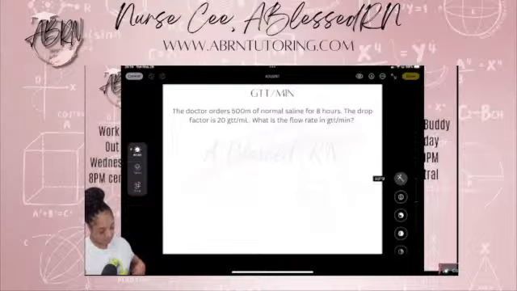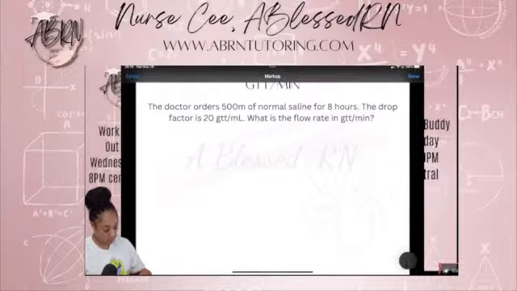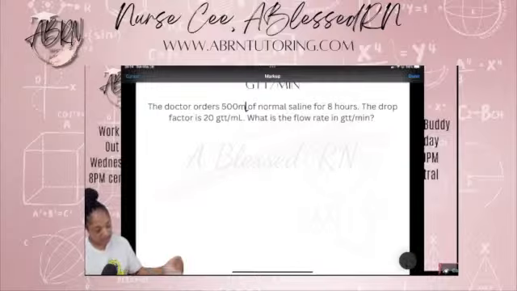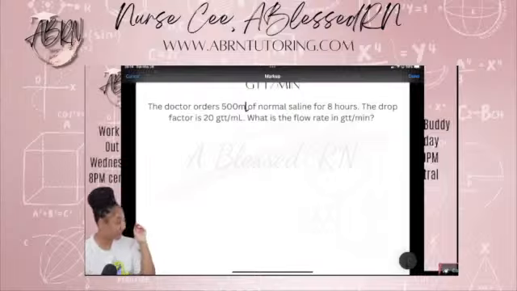Alrighty. So drops per minute. All right. The doctor orders 5 milliliter of normal saline for 8 hours. The drop factor is 20 drops per milliliter. What is the flow rate in drops per minute?